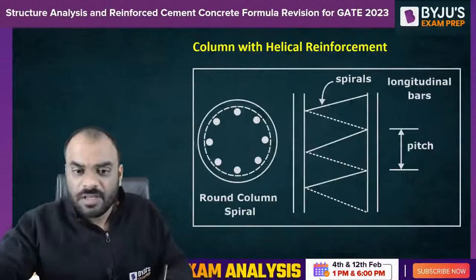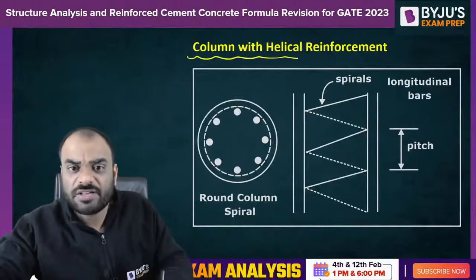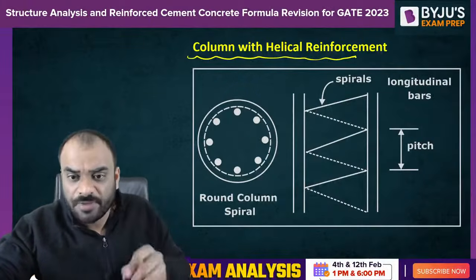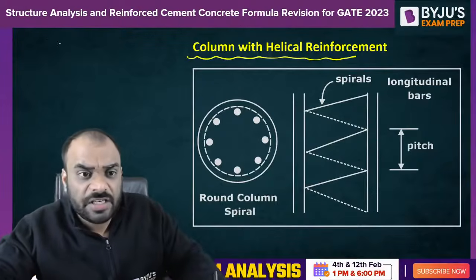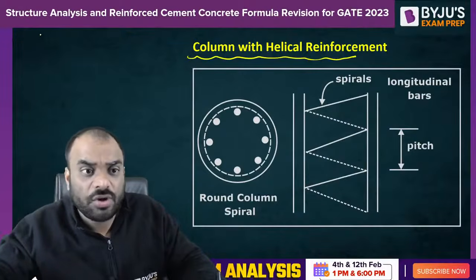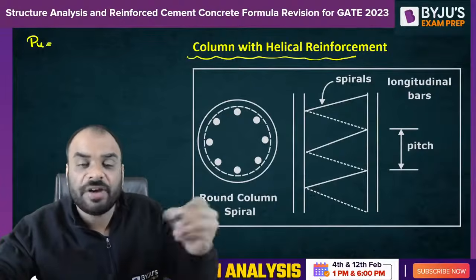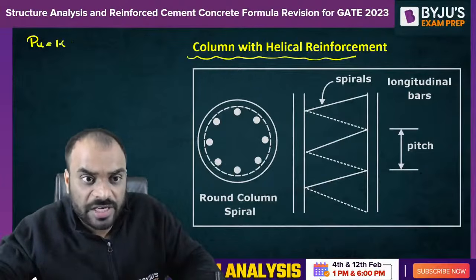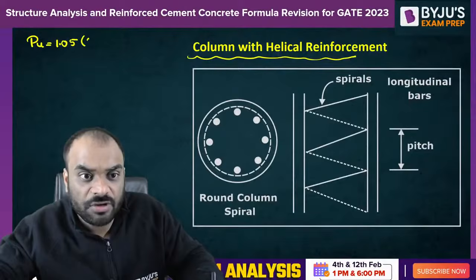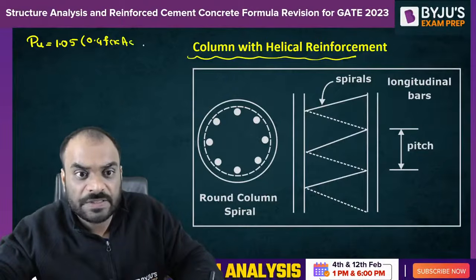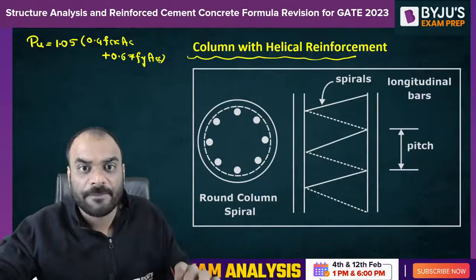Now if you have helical reinforcement, there are certain conditions which you have to remember. In case of helical reinforcement and a circular column, the load carrying capacity of the column will increase by 5%. That means our formula will change to 1.05 times of 0.4 fck into Ac plus 0.67 fy into Asc. This will become our formula, right?